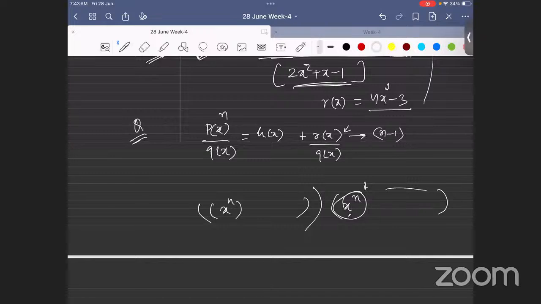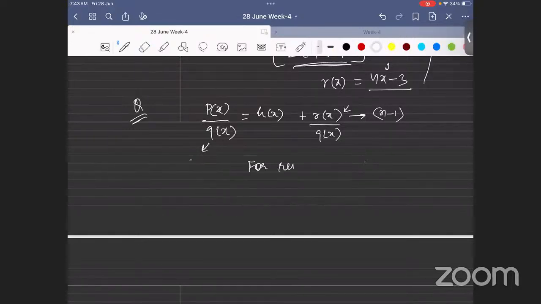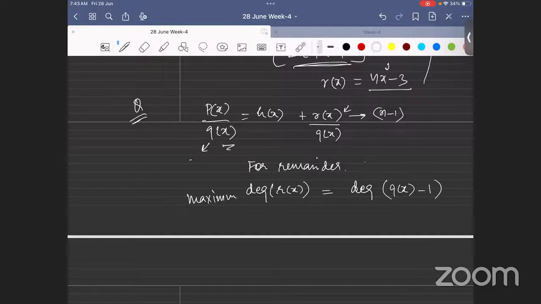So if the qx has a degree of n, then the degree of qx should be n, and then this should be n minus 1. Okay, the remainder. So for the remainder, the maximum possible degree for this Rx will be basically the degree for this qx minus 1. Whatever the degree for the qx is given, minus 1.